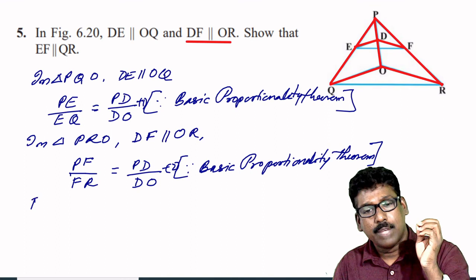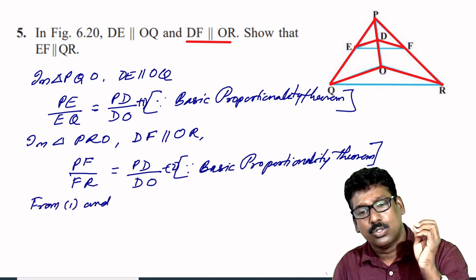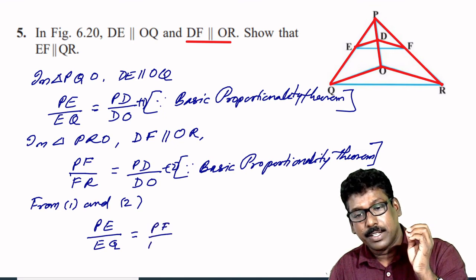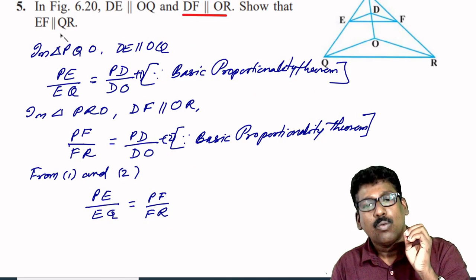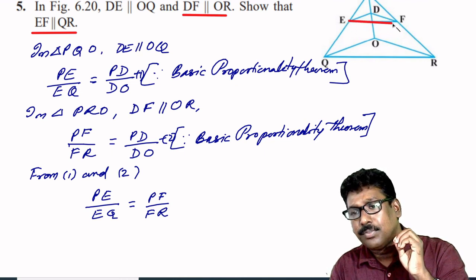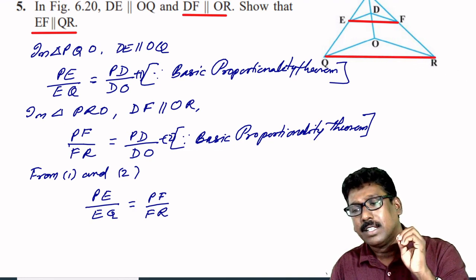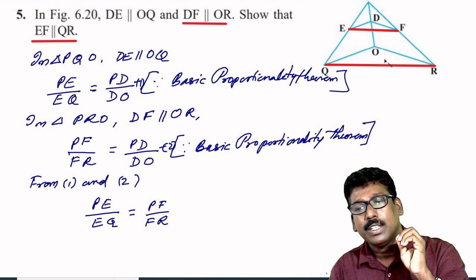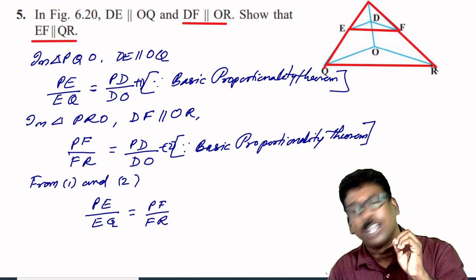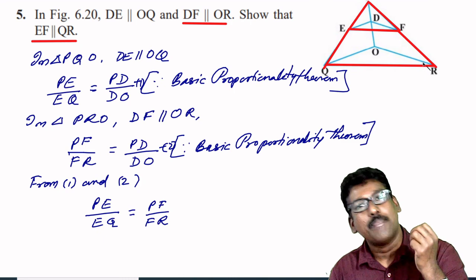So from 1 and 2, you can write PE by EQ is equal to PF by FR. Now, what you have to prove is EF is parallel to QR. What is the triangle containing EF and QR? That is triangle PQR. Now, if it is given that PE by EQ and PF by FR are equal, then you can use the converse of the basic proportionality theorem.